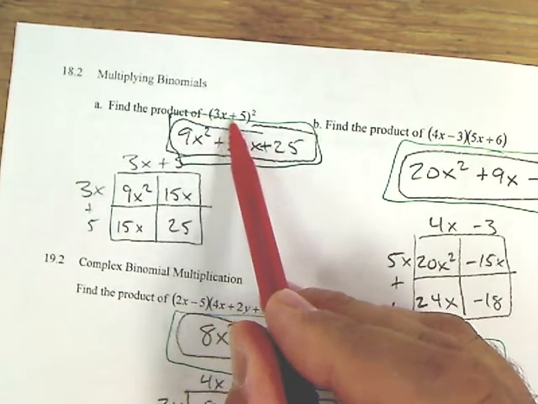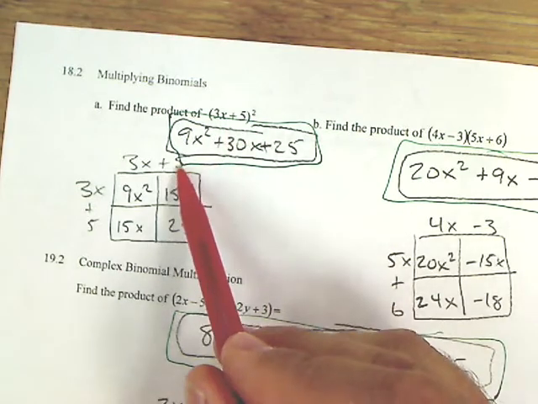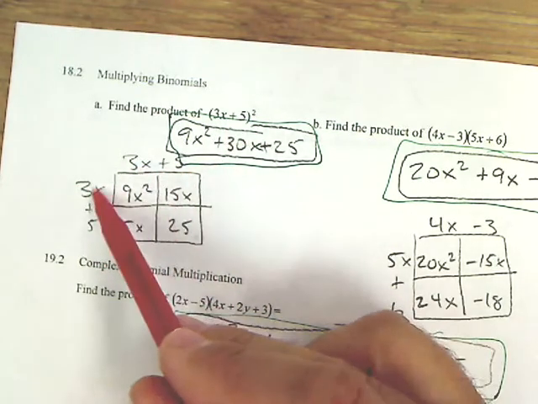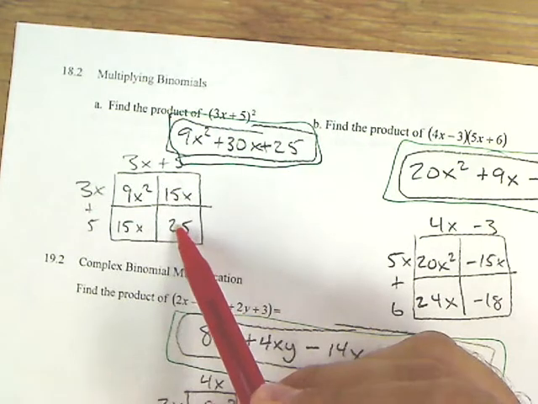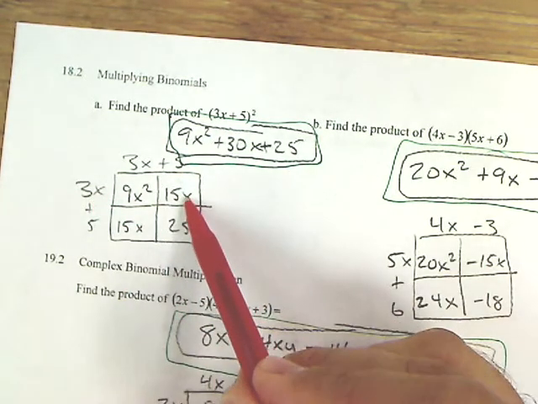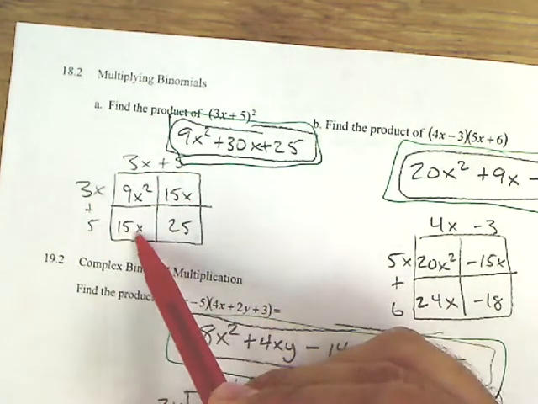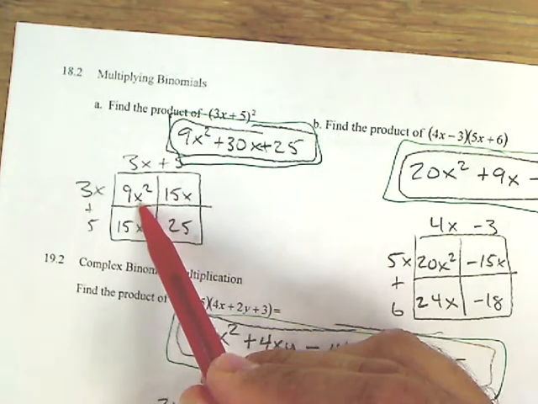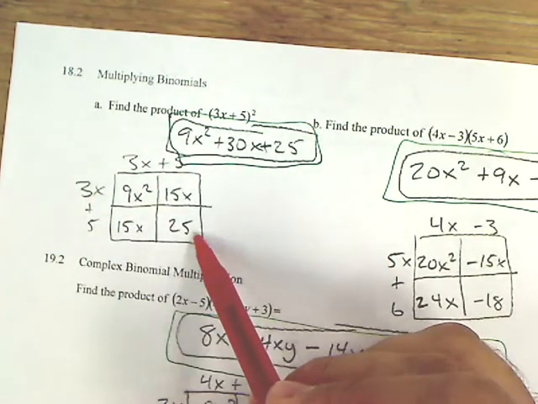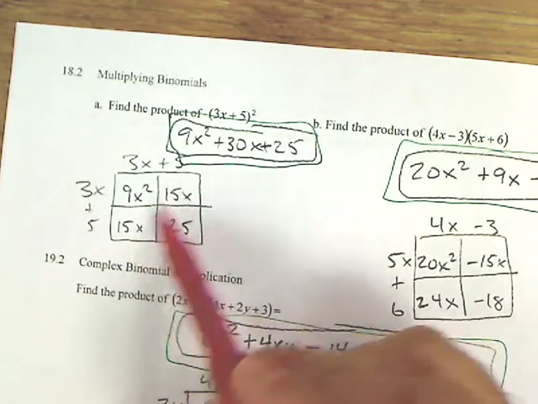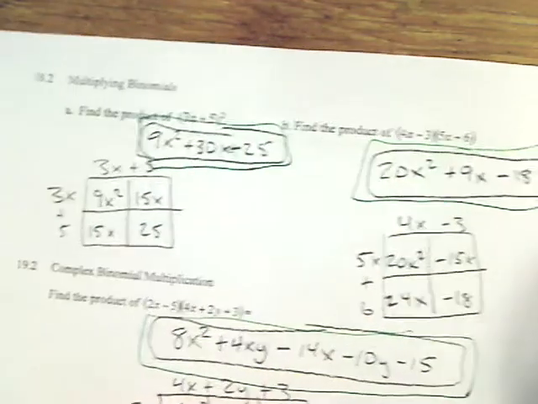Squared means (3x + 5) times (3x + 5). So I made a little generic rectangle. Find the area of each of these parts. So that's 3x times 5 is 15x. 3x times 5 is 15x. 3x times 3x is 9x squared. 5 times 5 is 25. Combine the like terms, and there you go.